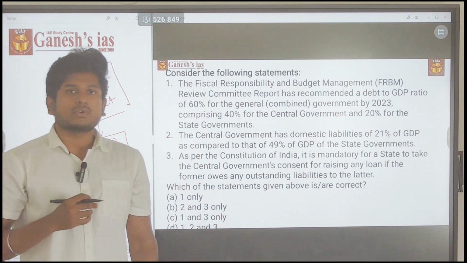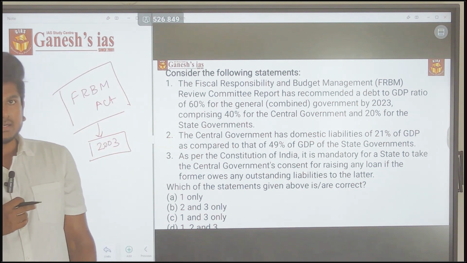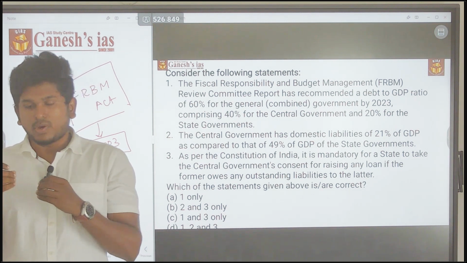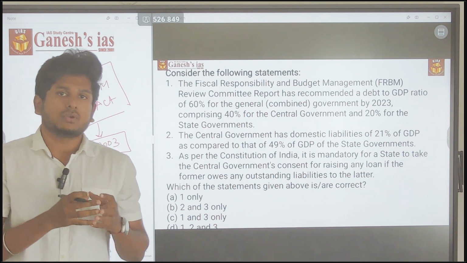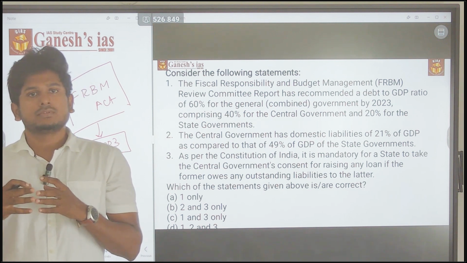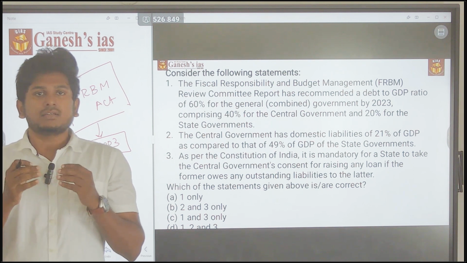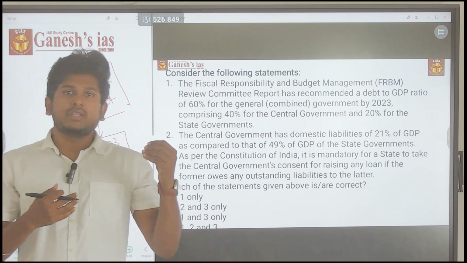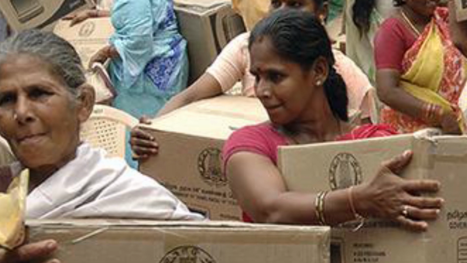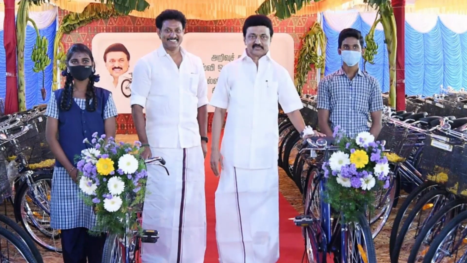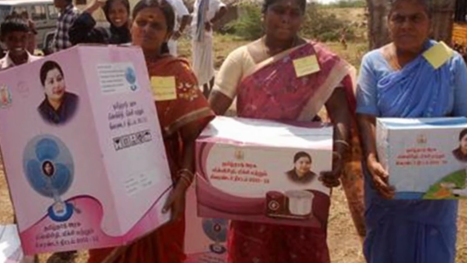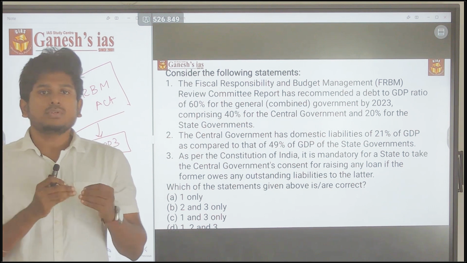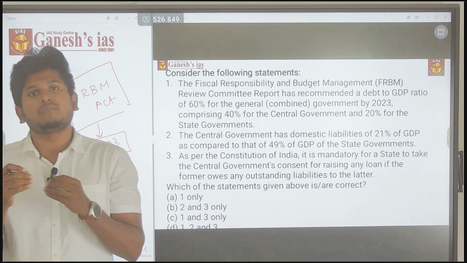What is the need for the introduction of this act? Consider how you will evaluate the government based on their performance. If you are a layman and you don't know much about the economy, how will you evaluate the government? People will evaluate the government based on what the government is providing to them. Some states provide freebies like color TVs, washing machines, cycles, and some governments provide table fans. Based on this, most people will evaluate that this government is performing well.